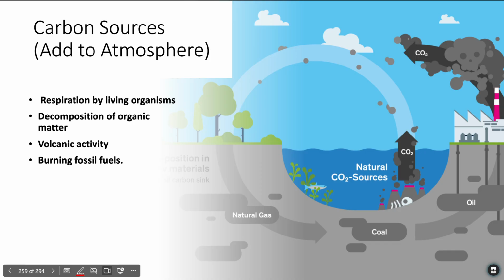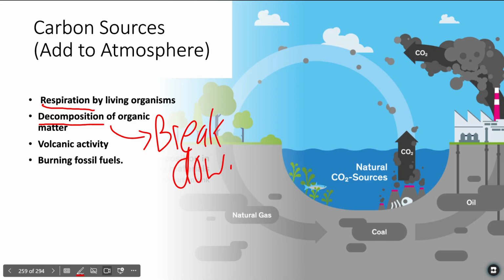Now, what are some ways that carbon can be added to the atmosphere, added back into the cycles? Well, this can be done through things like cellular respiration, breathing out carbon dioxide. This could be through decomposition, breaking down dead organisms. This could be volcanoes and general burning of fossil fuels.